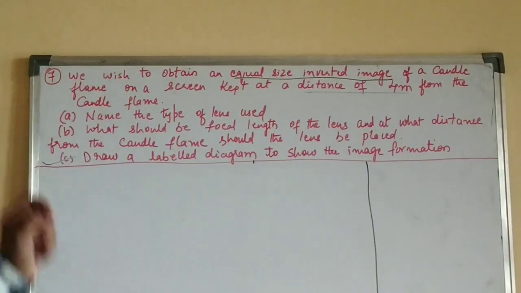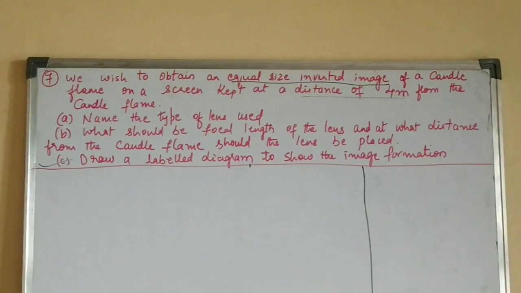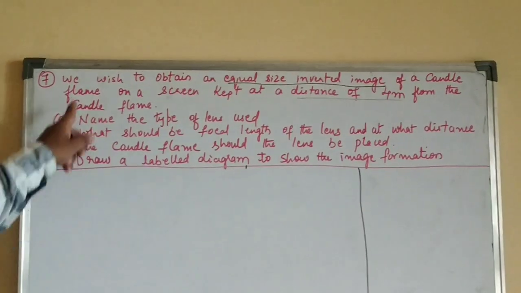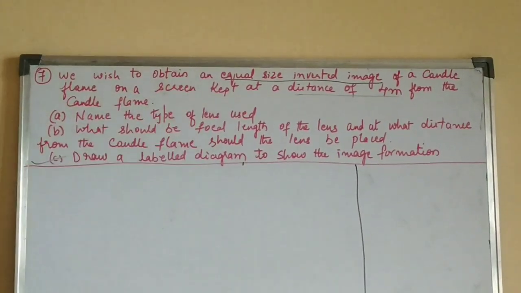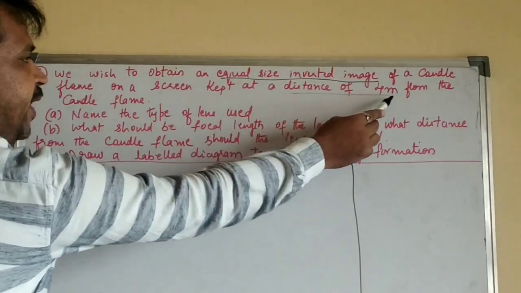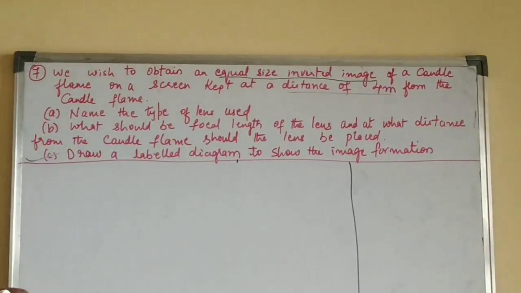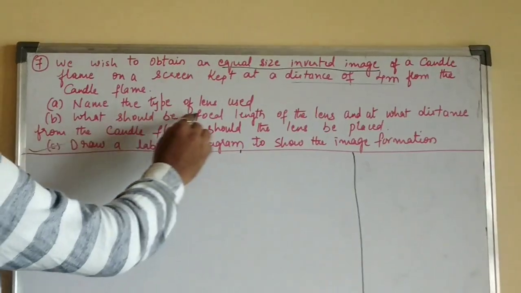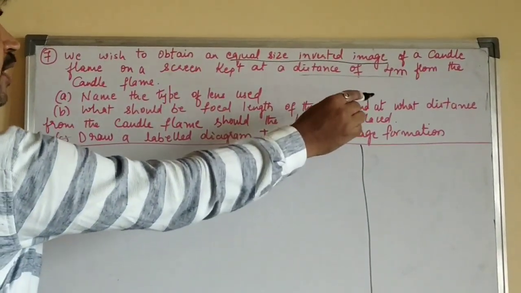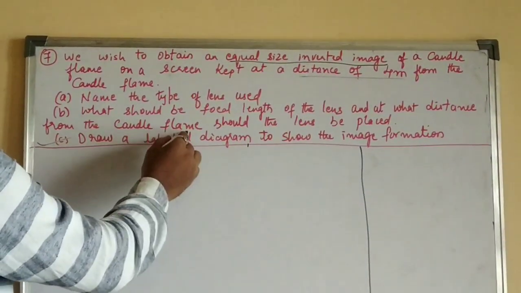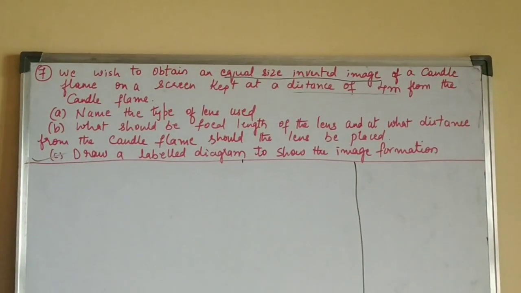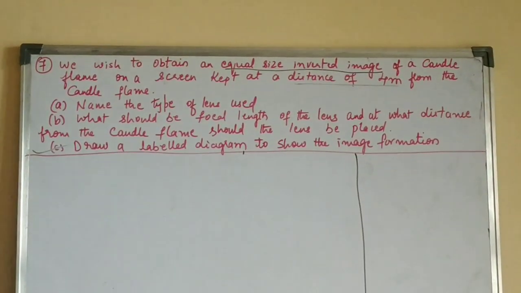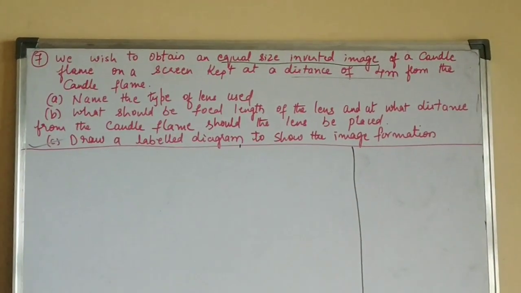Candle flame is the object. We wish to obtain the equal size inverted image of a candle flame on a screen kept at a distance of 4 meter from the candle flame. Name the type of the lens used. What should be the focal length of the lens and at what distance from the candle flame should the lens be placed? Draw a labeled diagram to show the image formation.